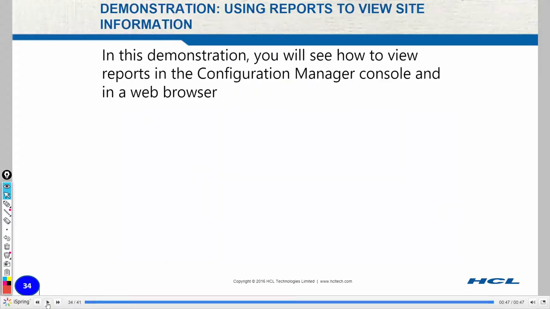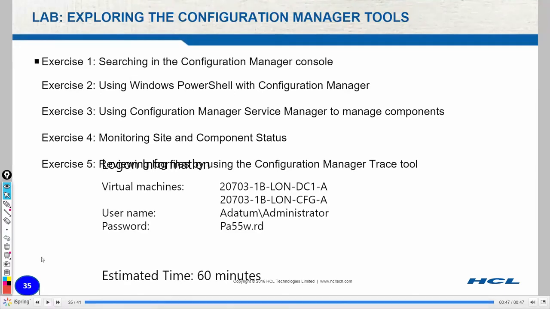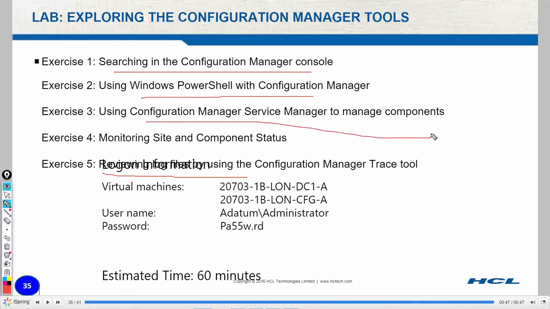In this demonstration, we'll see how to view reports in the Configuration Manager console and in a web browser. First, what is this? Searching in the Configuration Manager console, using Windows PowerShell with Configuration Manager, using Configuration Manager to manage components, monitoring site and component status, and using the Configuration Manager trace tool.